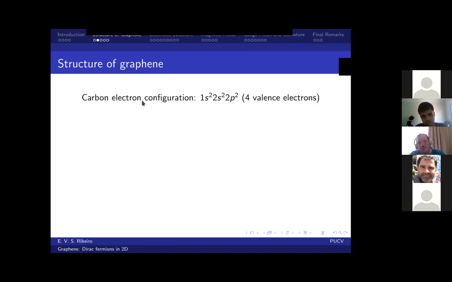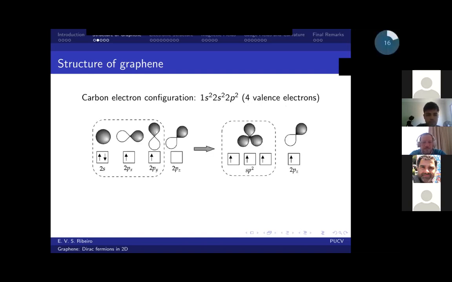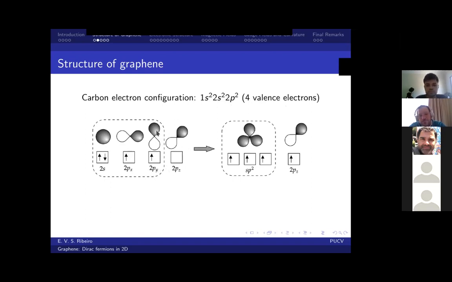The first thing is that carbon has this electronic configuration. We have 4 valence electrons, specifically the 2s² and 2p² electrons. In the specific case of graphene, it is the following. We have 2 electrons in the 2s orbital, completely filling this orbital. And we have 2 electrons in the p orbitals, one in px and one in py, and another electron in the pz orbital. These are all 4 valence electrons of carbon.